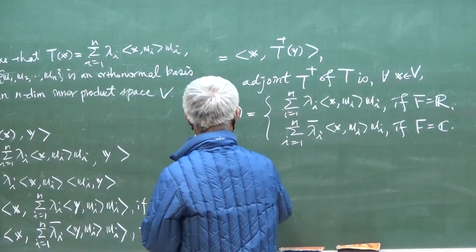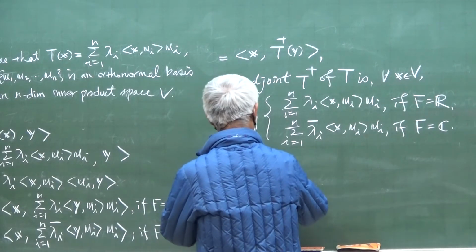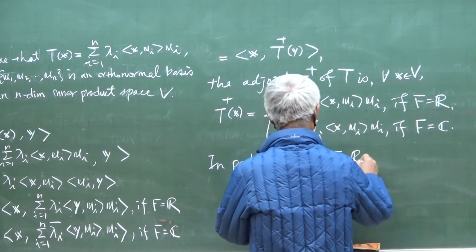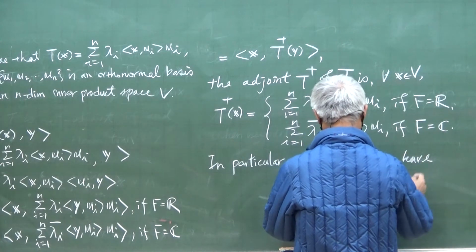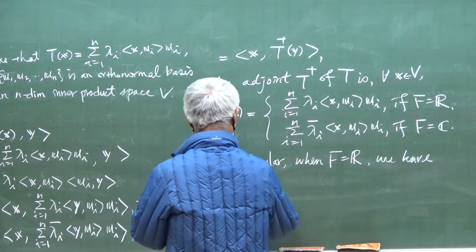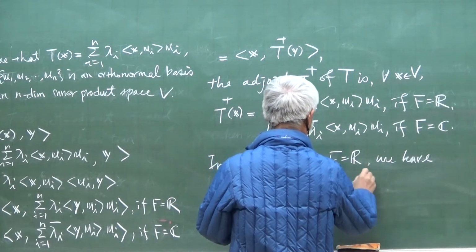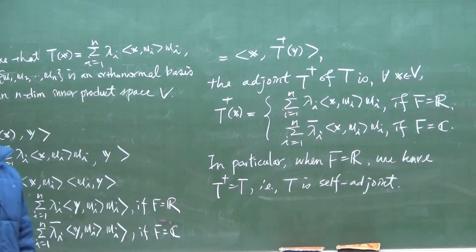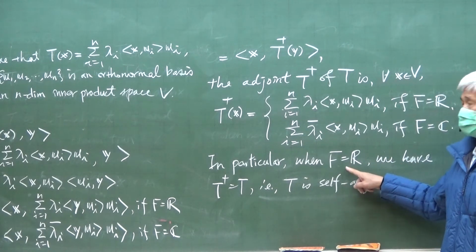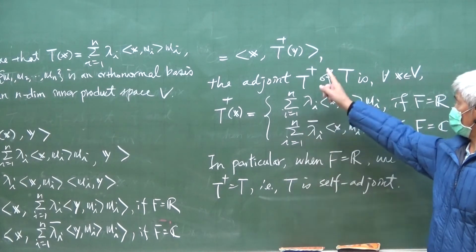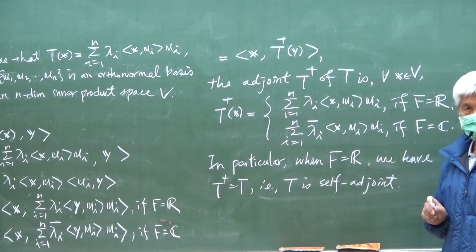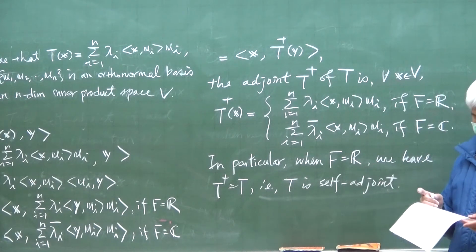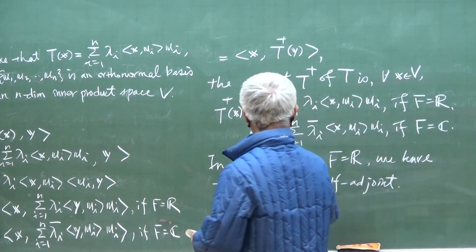So in particular, when the scalars are real, we have T dagger equal to T, i.e. T is self-adjoint. Aha. So if we have this spectral decomposition, then if the scalar field is real, then the linear operator should be a self-adjoint linear operator. So this is a necessary condition. Alright, so this is for the real case.